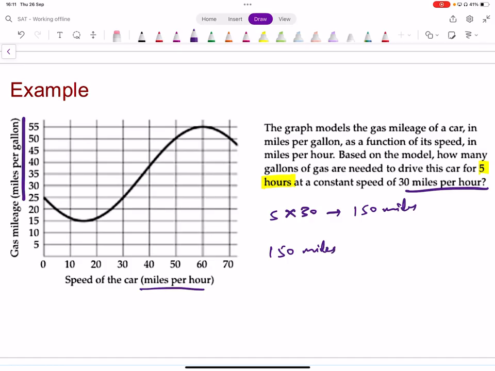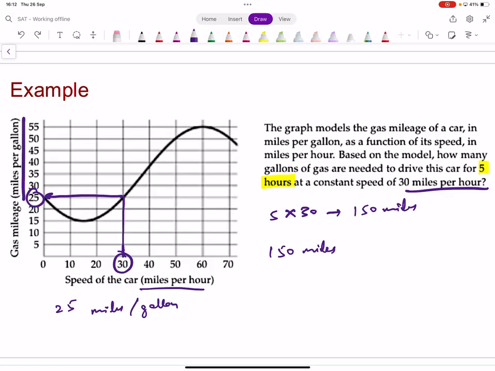What do we want at the end? Number of gallons. What do we do? We have the miles per gallon relation. Look at the speed of the car. Speed of the car is 30. When the speed of the car is 30, what's the mileage that you're getting? 25. So it's 25 miles per gallon at that speed. And you're traveling 150 miles. What's the number of gallons?